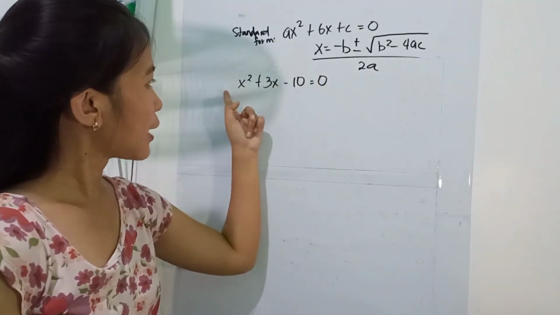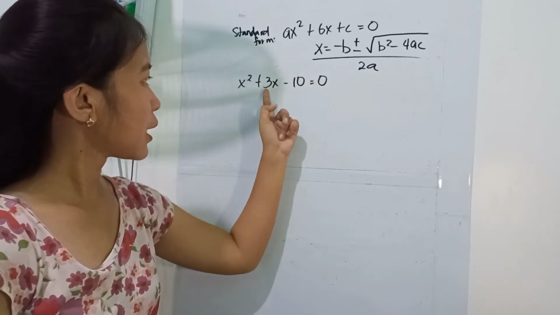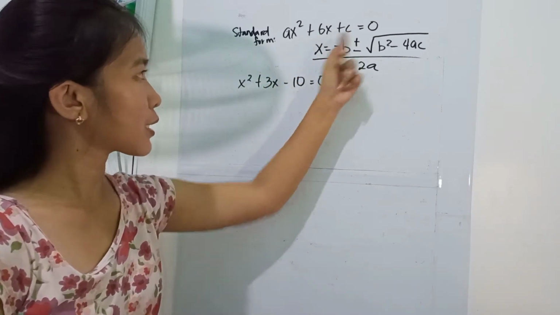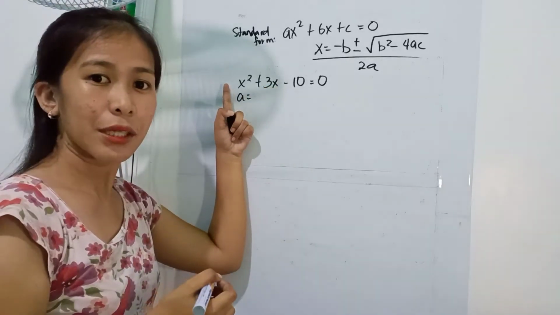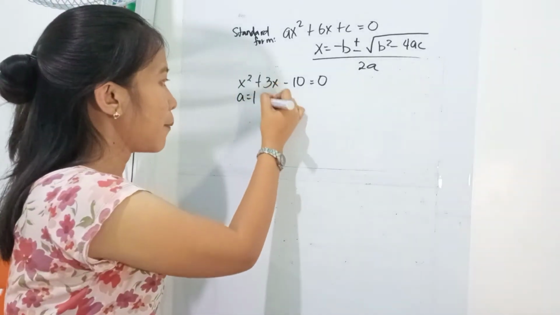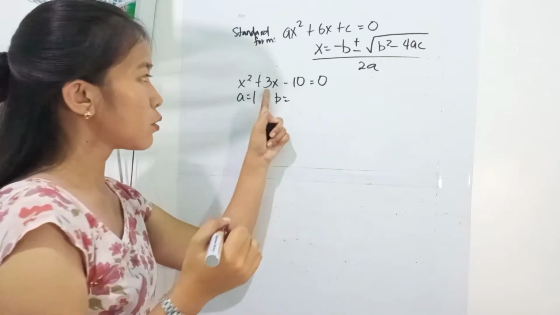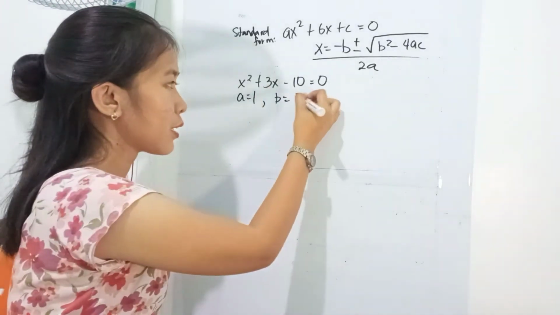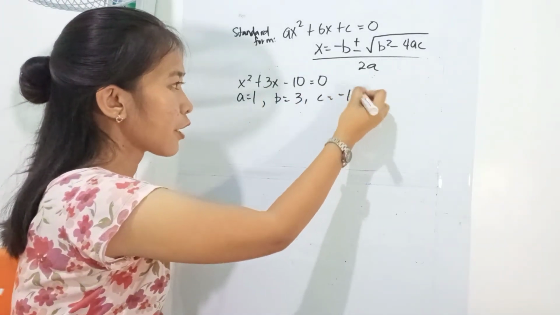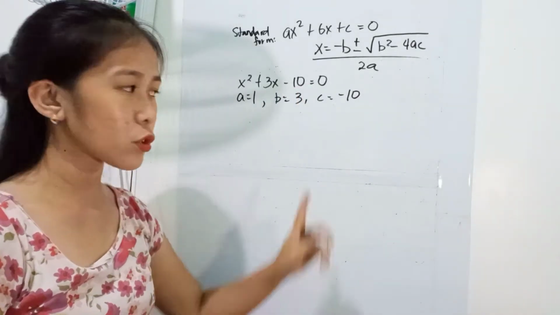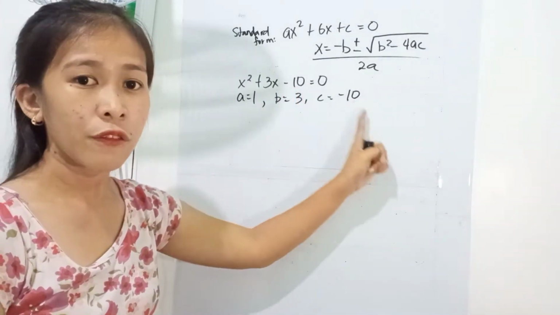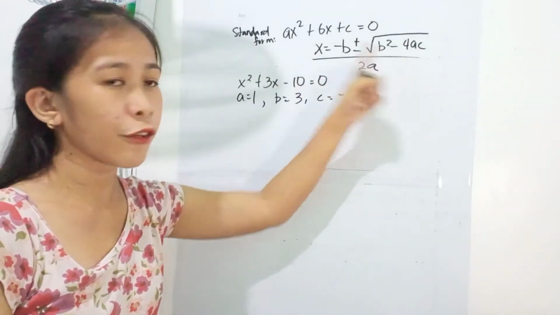Okay? So, a, ayan. Ang ating b is ito. Yan. And ang ating c. Then, kunin natin yan. a is, of course, ano ba ang kasama nito? x squared. We have 1. b is equal to, ayan, 3. And c is equal to negative 10. Ayan. And then, right after that, we're just going to substitute this value into the quadratic formula.